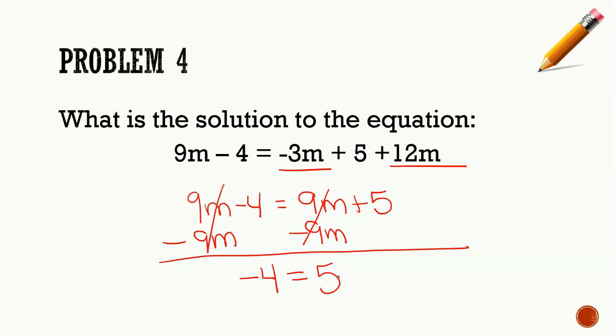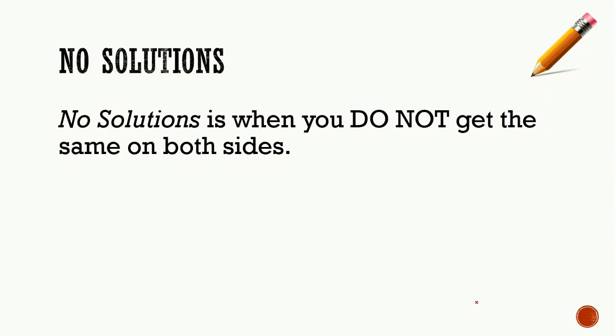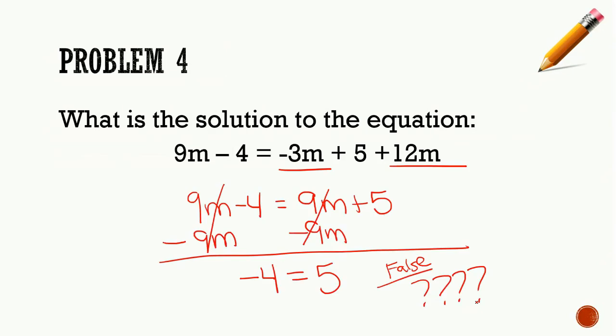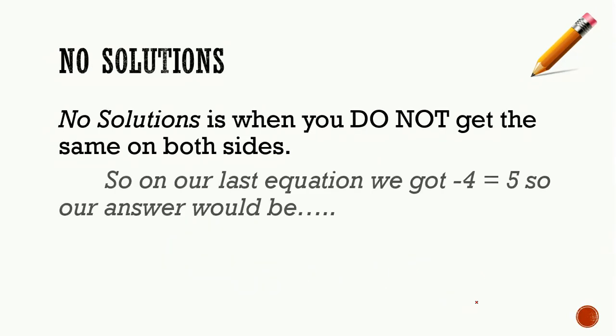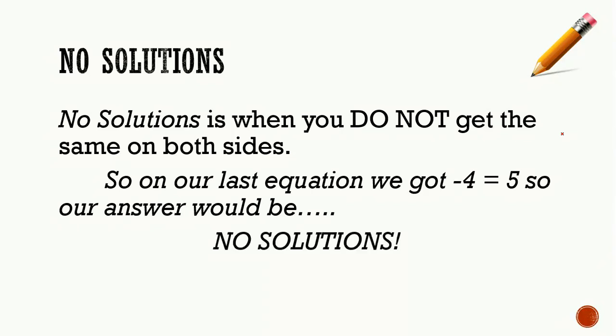Negative 4 equals 5. That's not right. Negative 4 doesn't equal 5. We know that is a false statement, right? So what are we going to write for that? Well, no solution is when you don't get the same on both sides, like when we got negative 4 equals 5. We didn't get the same on both sides. That doesn't make sense. So our answer would be no solution.